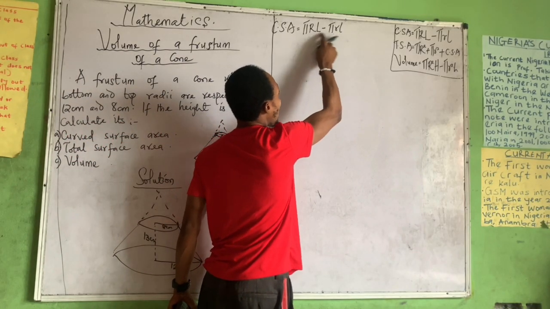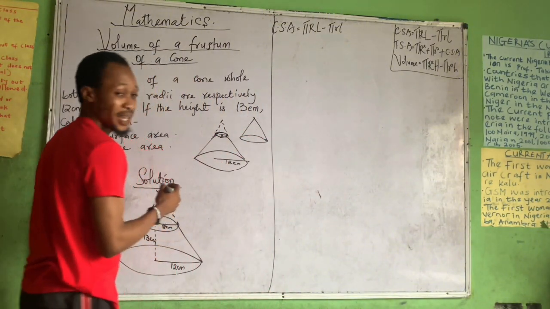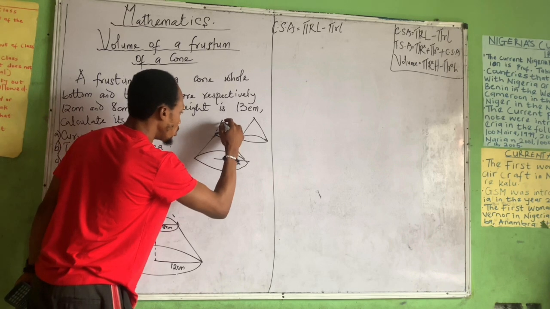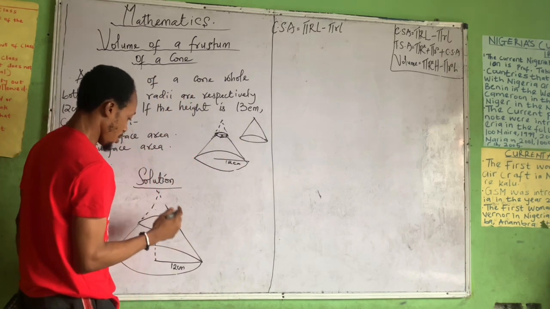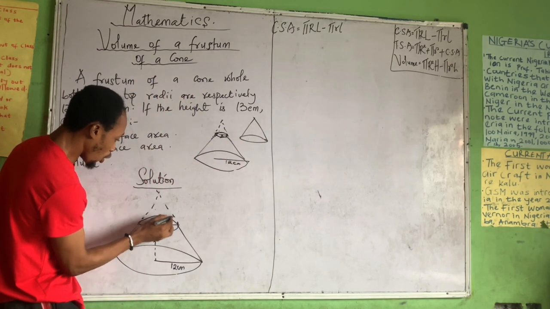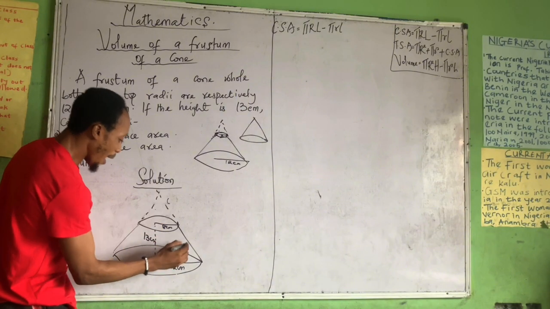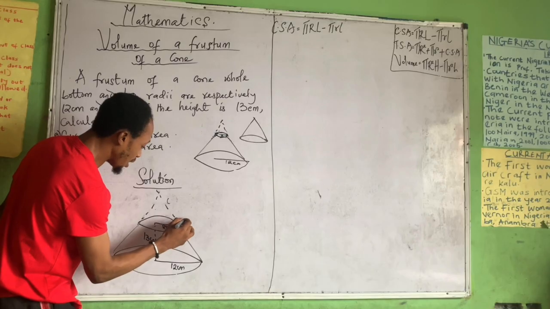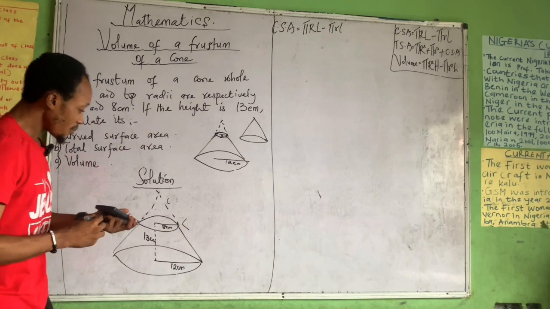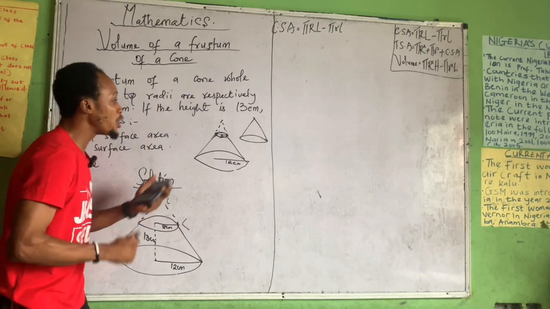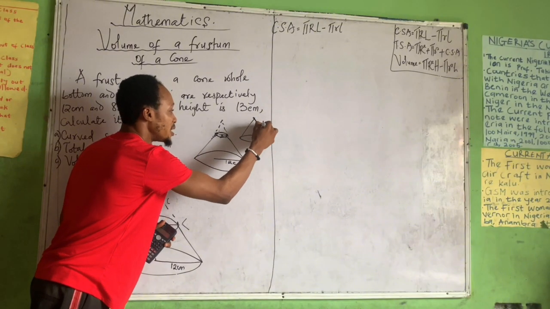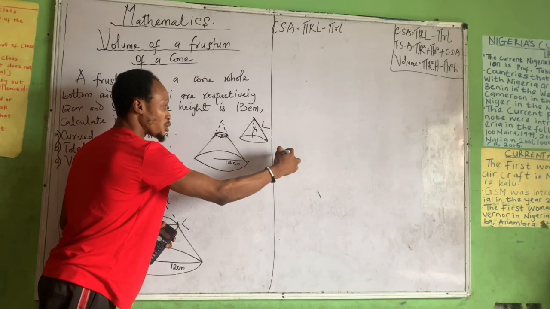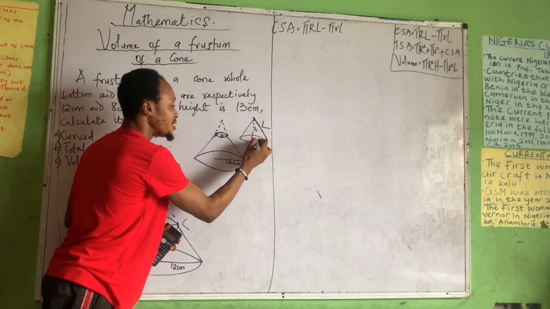Now this big L and the small l are called slant height, or we call it slant edge. So this place now is the small slant height. Everything now is the big slant height. In a cone, this is your slant height, while this is the height of the cone, and this is the slant edge of the cone. Then this is the radius.